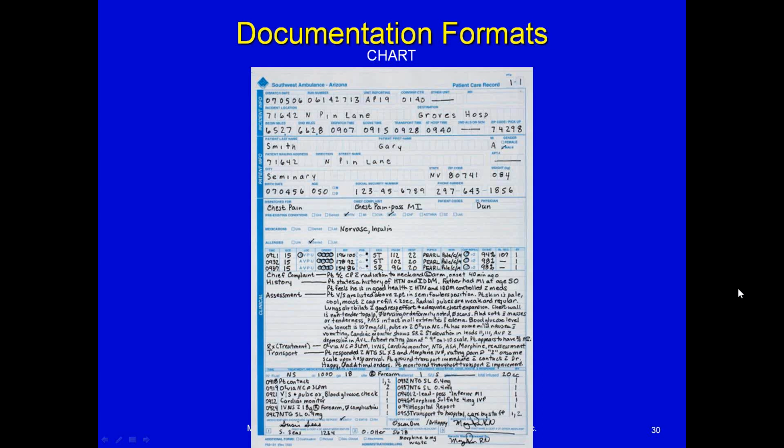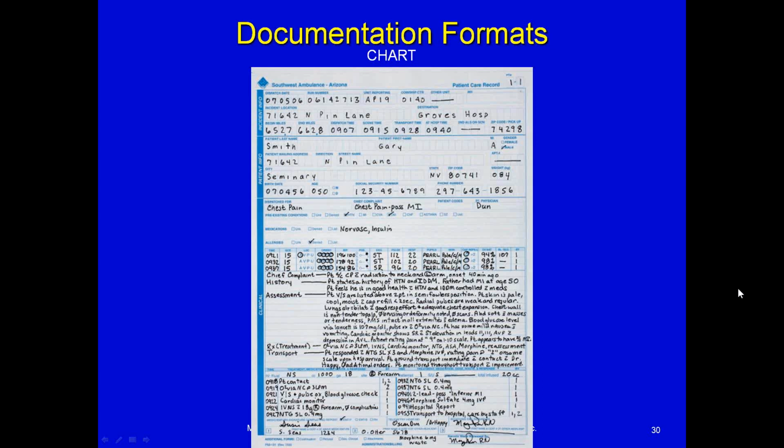Now, there are several different formats to document. One of those formats is called CHART. And when you use charting as a way to document, you begin with writing the patient's chief complaint, and then you put in their SAMPLER history, and then you write in everything that you did concerning the assessment and what you found, and then you write your treatment, and then you write your transport decisions.